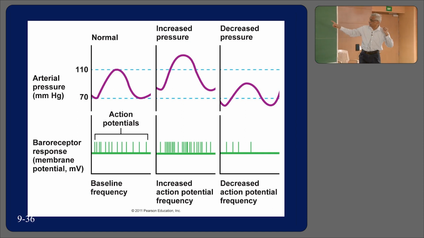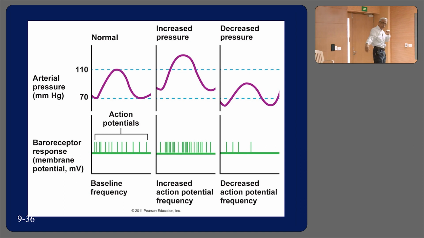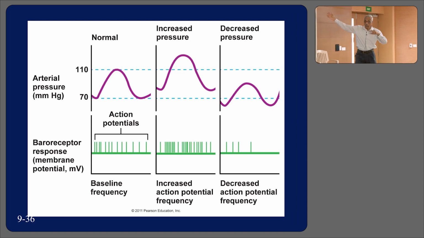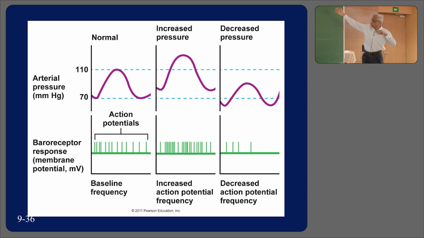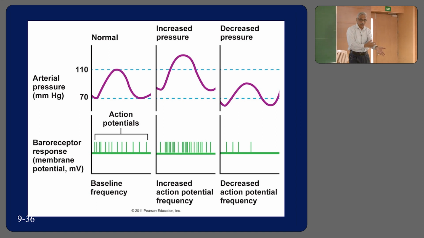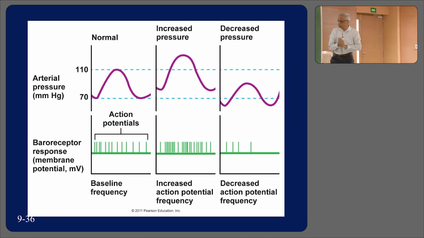Having explained that, can somebody tell me what is the correlation? What is the change from the first column to the second column? If for any reason the blood pressure goes up that much, then what is happening to the frequency? It is increased, and in the opposite case you can see the frequency has gone down. So the information about blood pressure is being communicated to your medulla oblongata. Are you getting it?